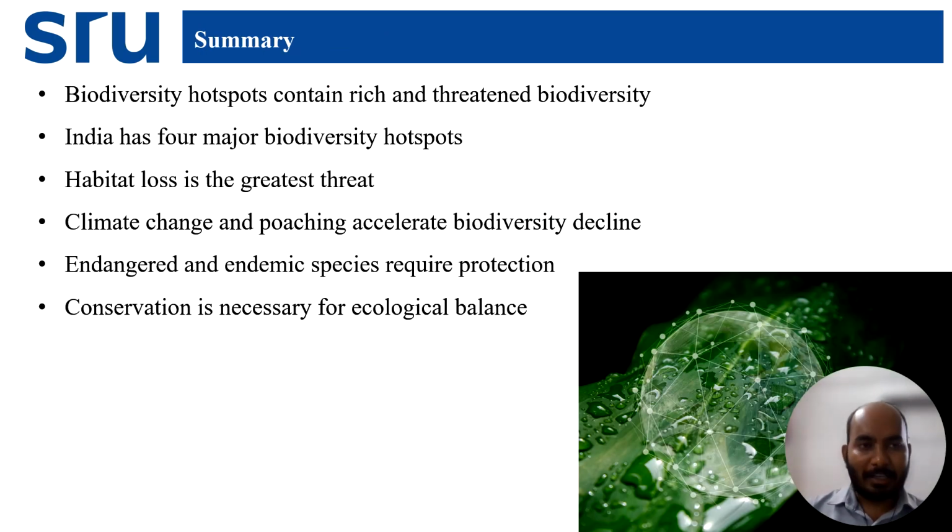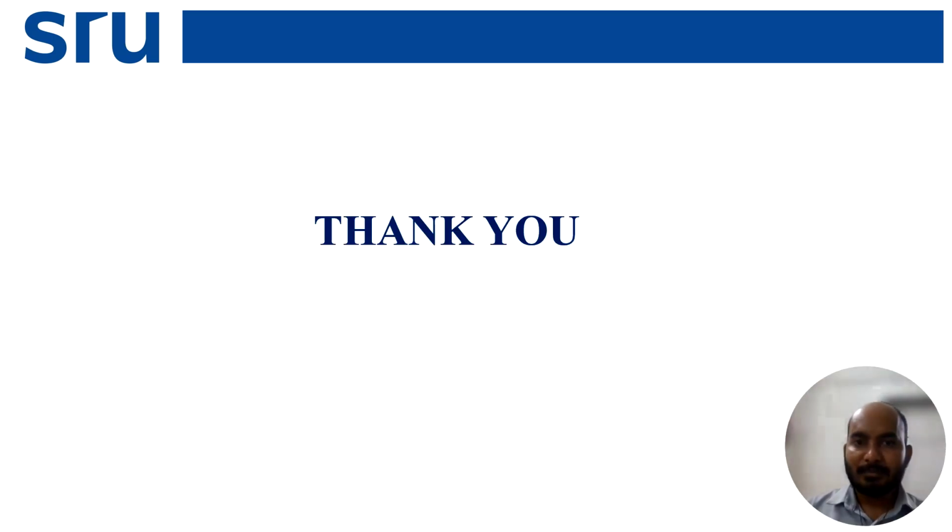In summary of this lecture, we discussed biodiversity hotspots, which contain rich but threatened biodiversity. India has four major biodiversity hotspots. We discussed habitat loss, which is the greatest threat to biodiversity, and climate change and poaching, which accelerate biodiversity decline. Endangered and endemic species require protection. Conservation is required for ecological balance. These are the key points discussed in the presentation. Thank you.